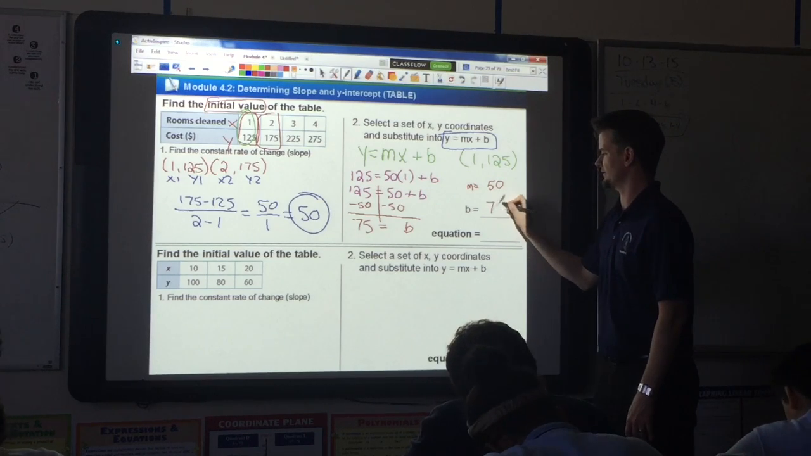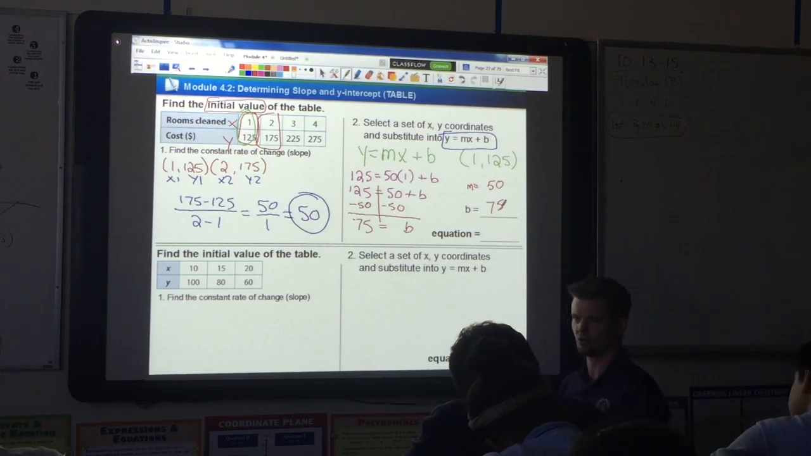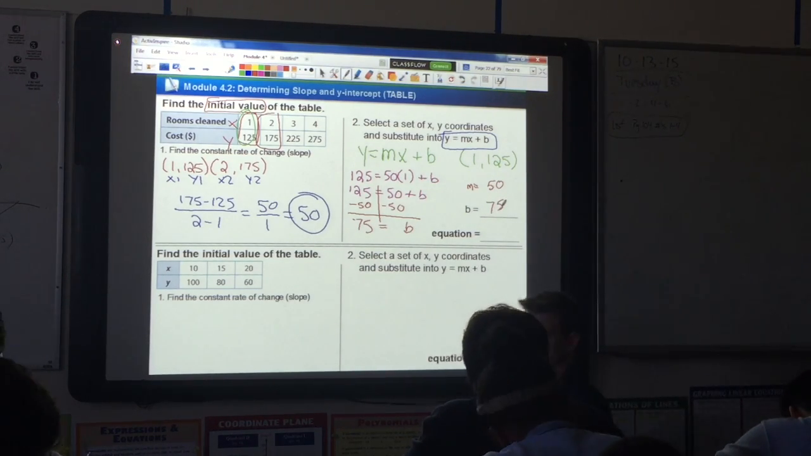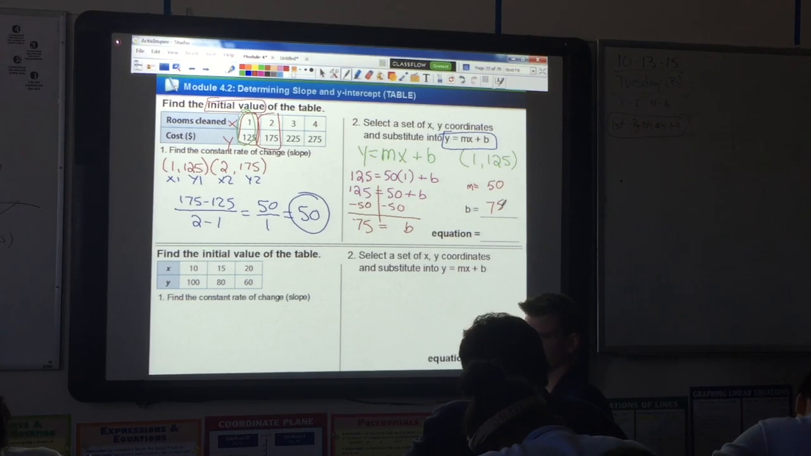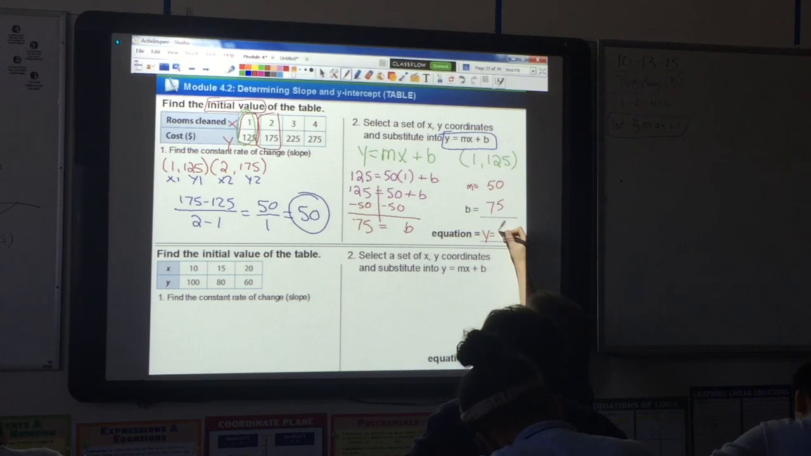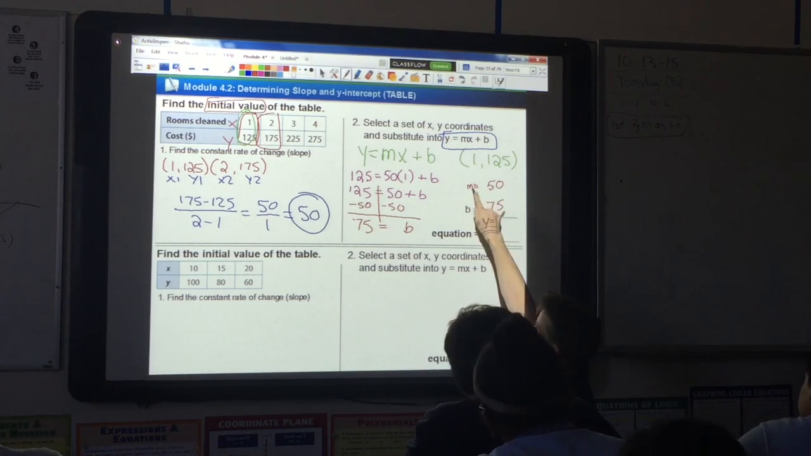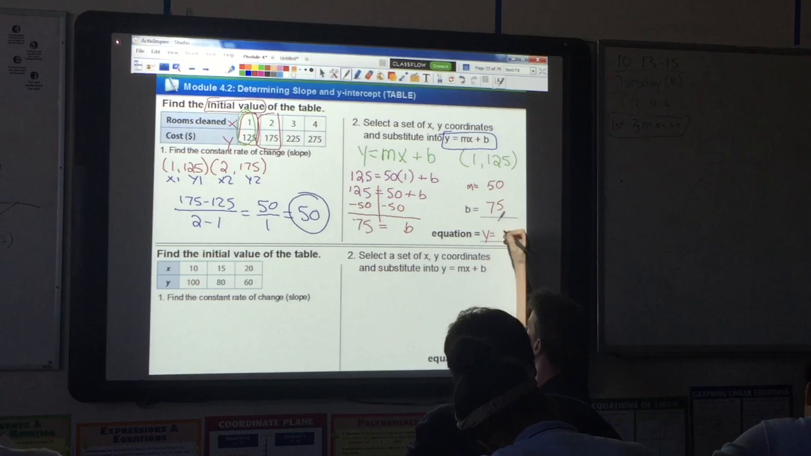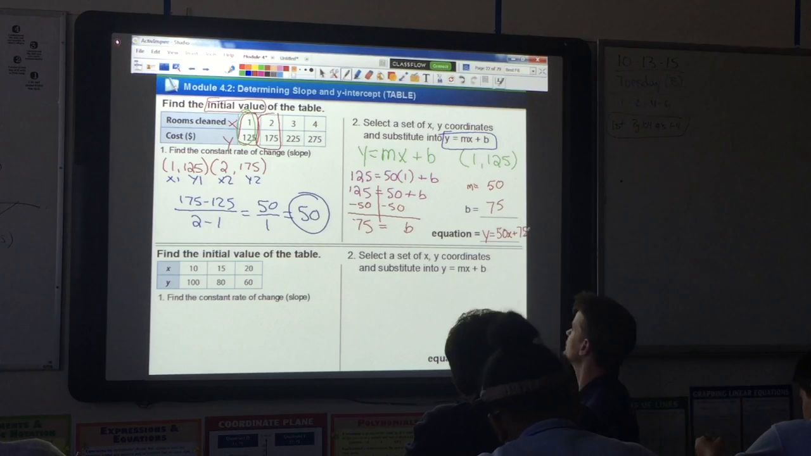So I know my slope is 50. I know my y-intercept is 75. Can I write an equation from this? Yes or no? Yes, I can. What's my equation, Sydney? y equals 50x plus 75. Remember, slope is 50. And then you had a question, Sydney.